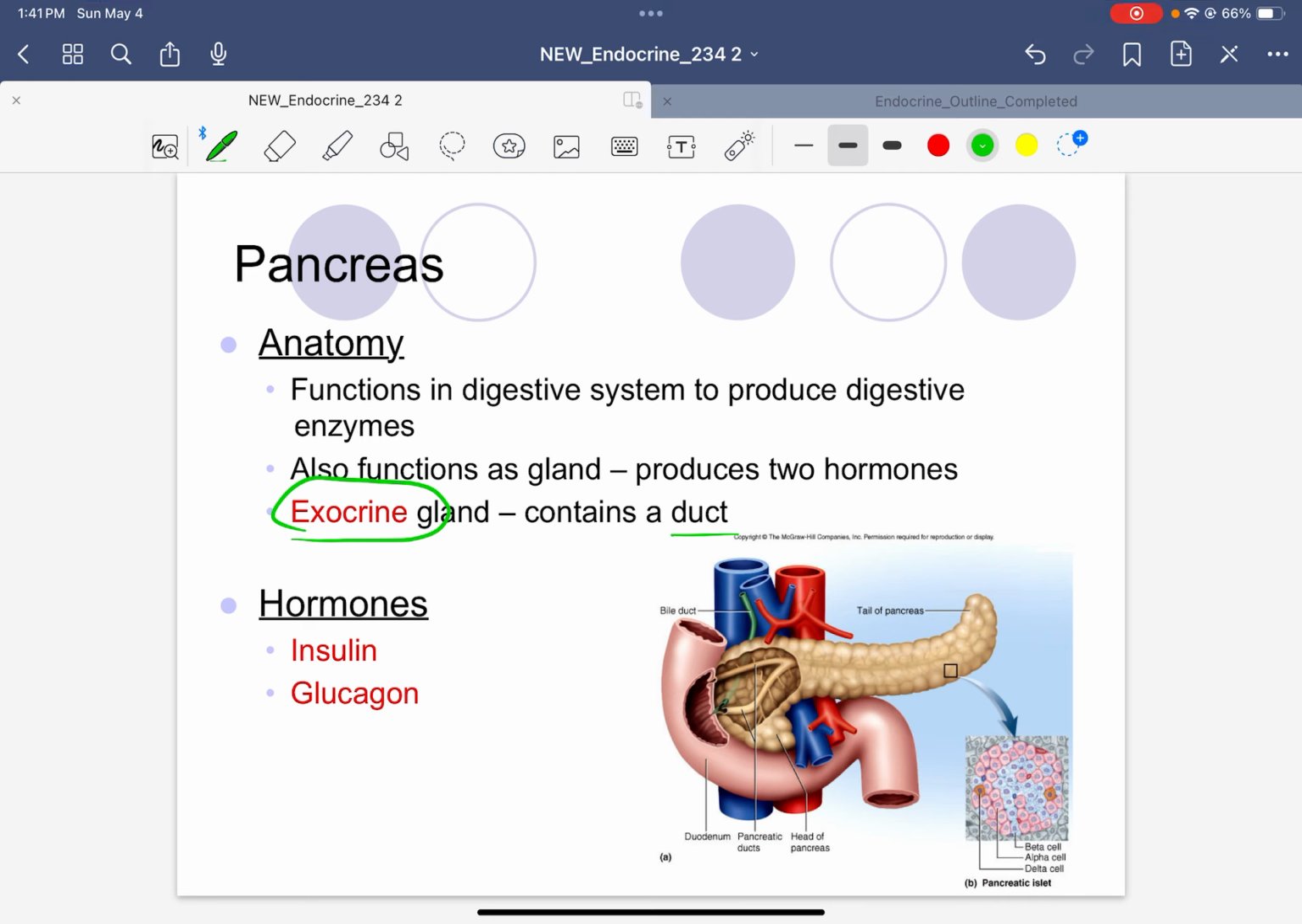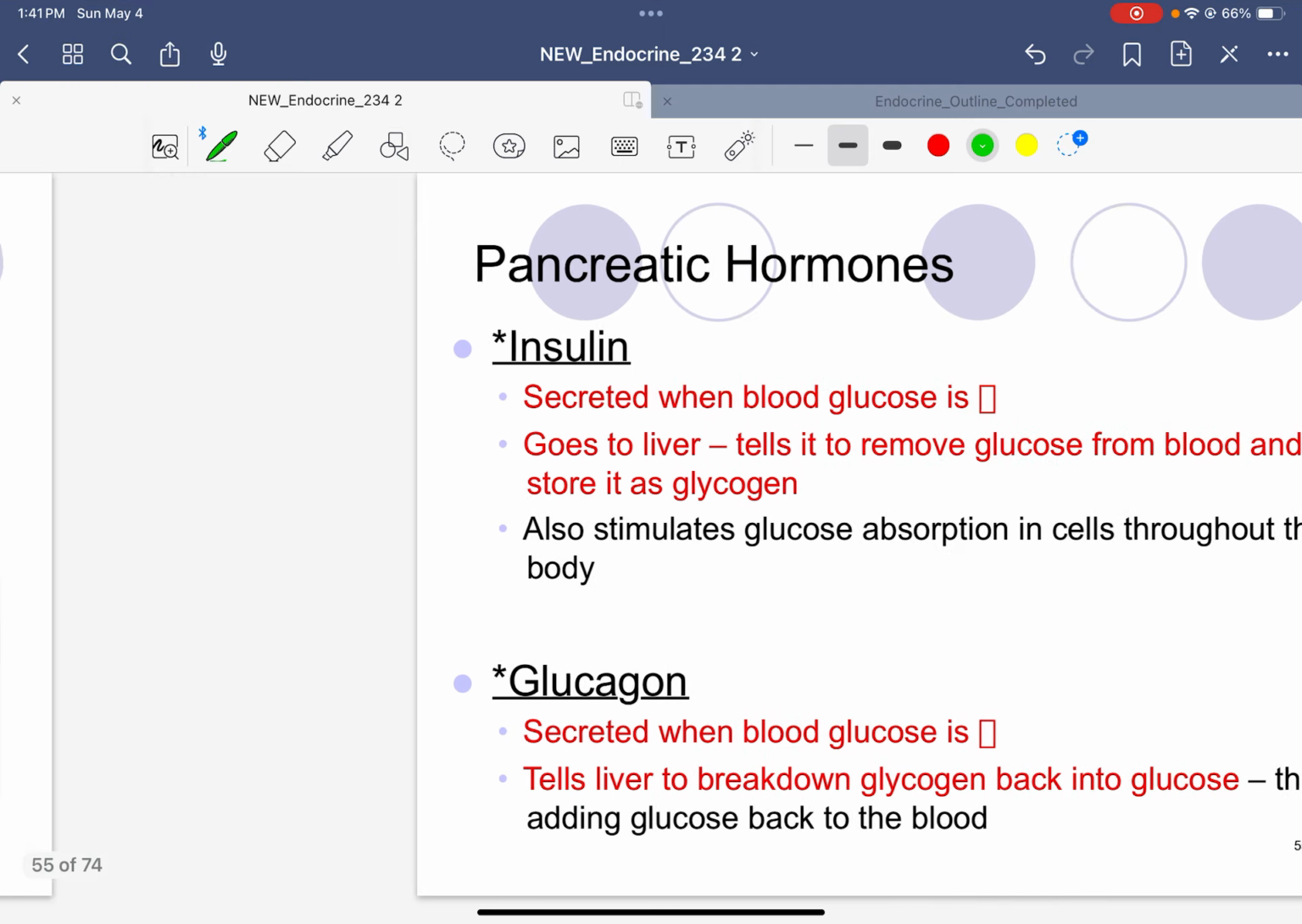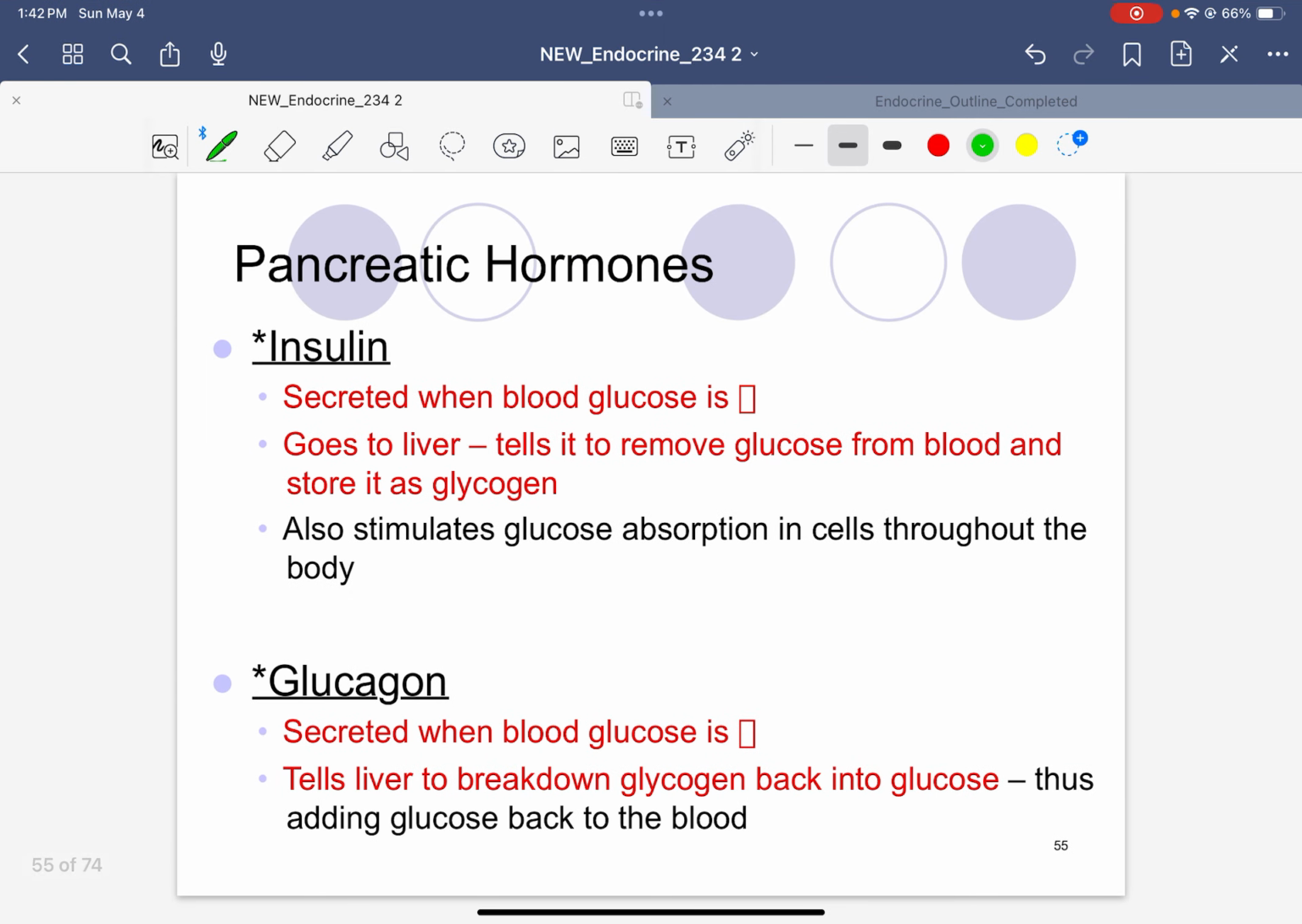The two hormones are, of course, insulin and glucagon, and these are involved in blood sugar regulation. Insulin is released when blood sugar is too high. It's produced in the pancreas, but its action is at the liver. Yes, it can also have actions elsewhere in the body, but a primary place where this goes is the liver. If our blood sugar is too high, we want the liver to take glucose out of the blood and store it as glycogen for later use.